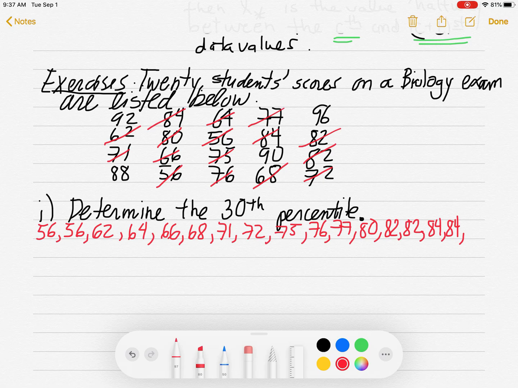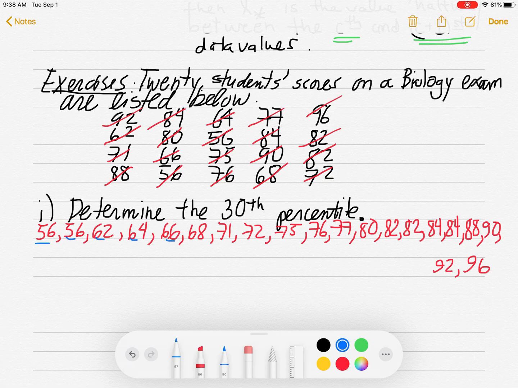That's what you do. How about 88? You have a lot of data values. Got to be careful. How about 90? Okay, I'm just going to go to the next line. 92 and 96. Make sure I got everything.